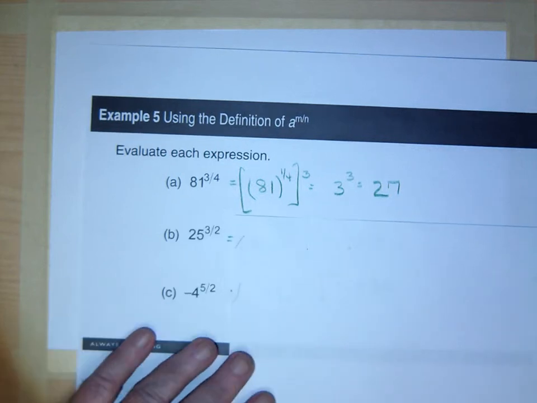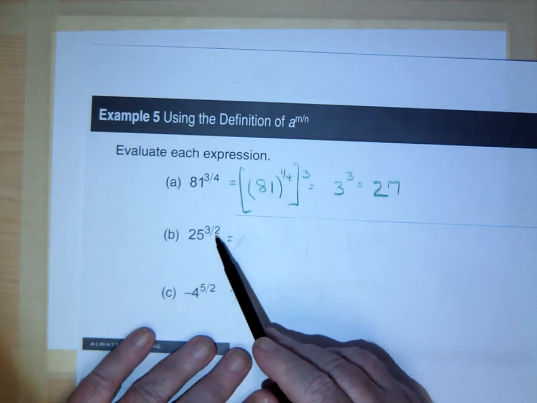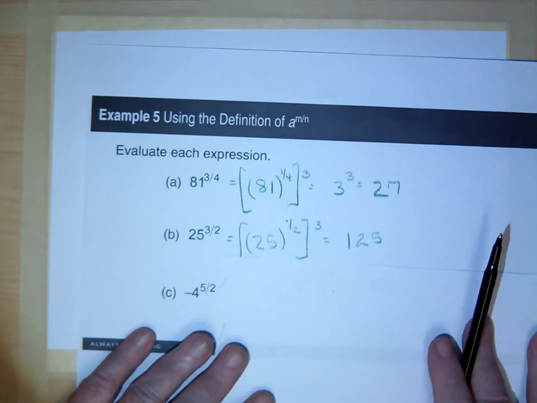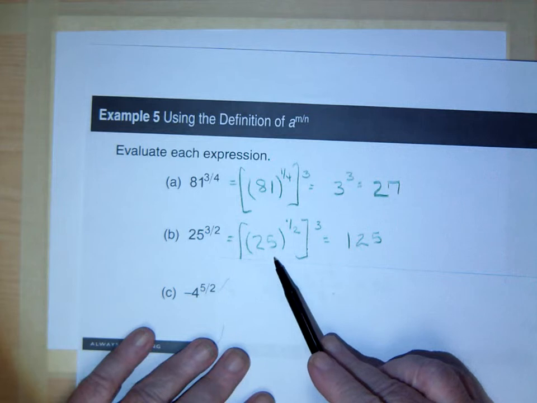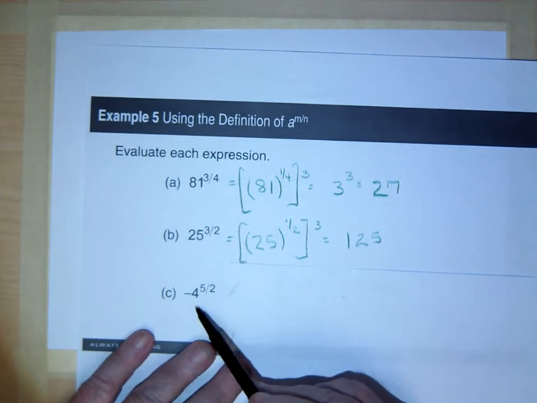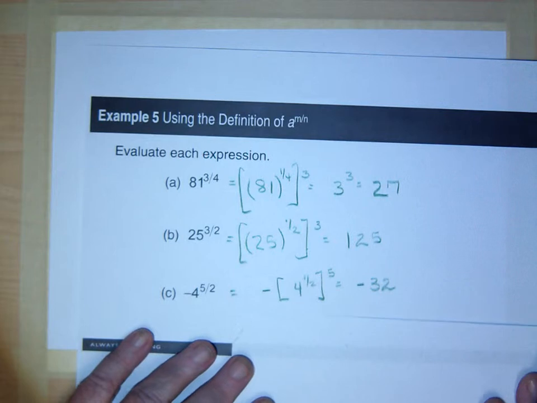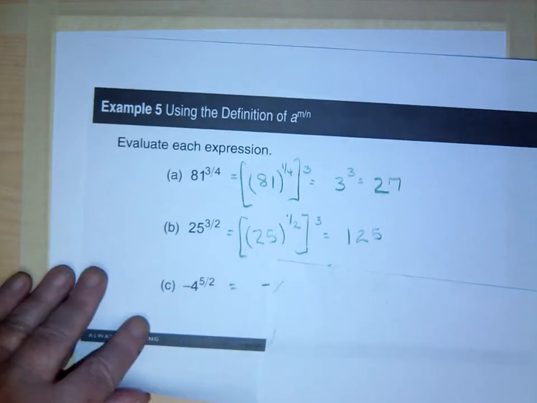In this example, we have 25 to the 3/2. So I take the square root of 25, which will give me 5, and 5 cubed is 125. Now down here, I'm going to take the square root of 4 to be 2. 2 to the 5th is going to be 32, and there's a minus sign in front, so we get negative 32.